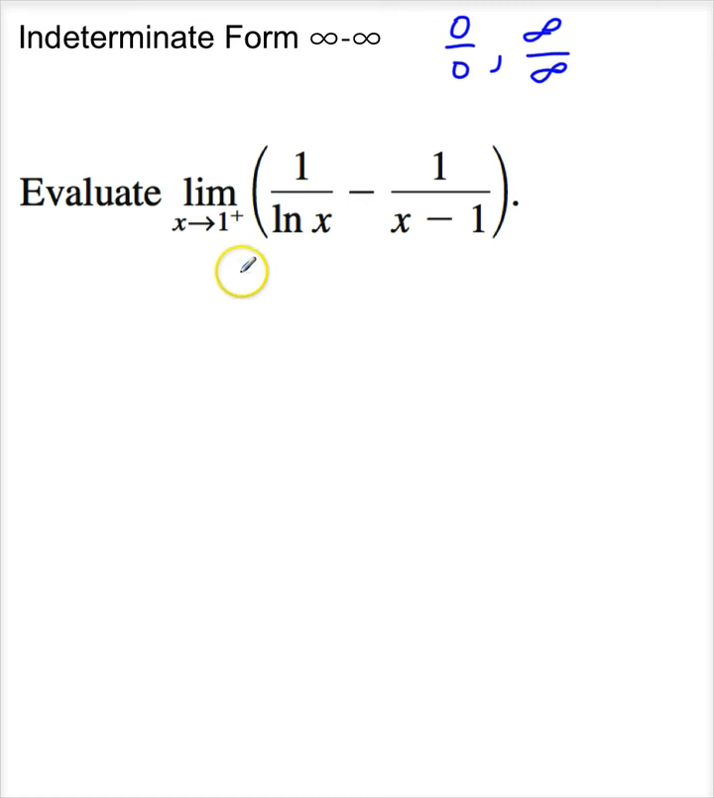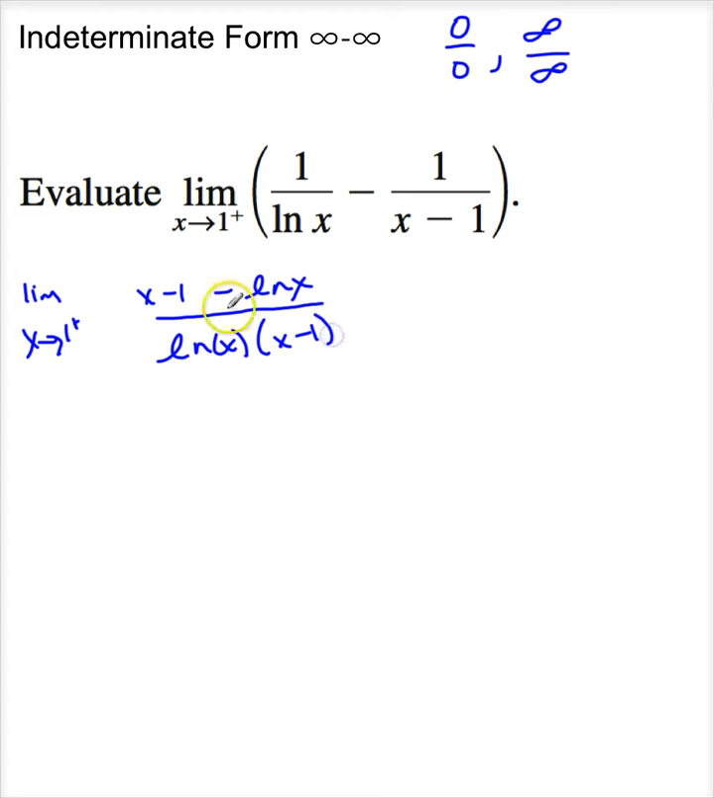Well, now obviously I'm adding two fractions here. So let me get a common denominator. Let me look at the limit as x approaches 1 from the right of x minus 1 minus the natural log of x, divided by the natural log of x times x minus 1. Well, if I just directly substitute in, that's going to give me 1 minus 1 minus 0 divided by 0 times 0. So yeah, this is definitely indeterminate. So let me use L'Hopital from here.